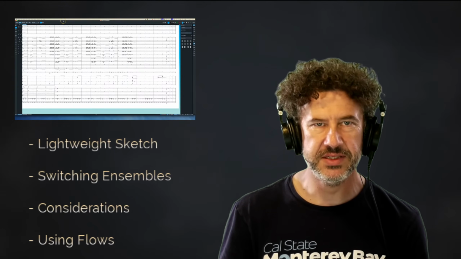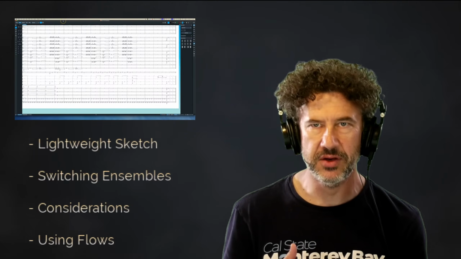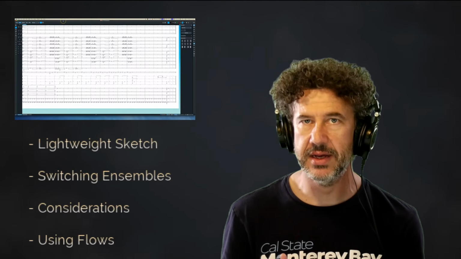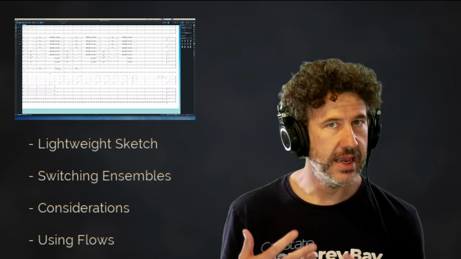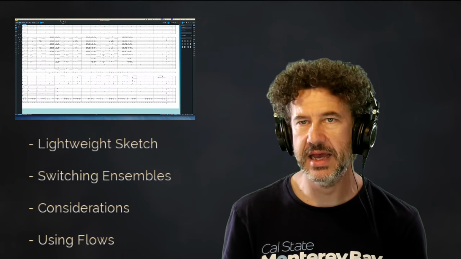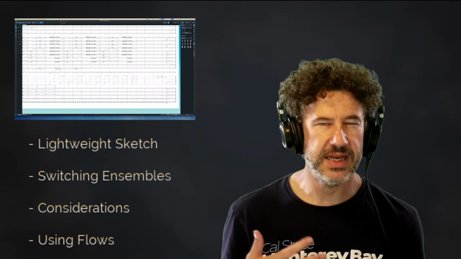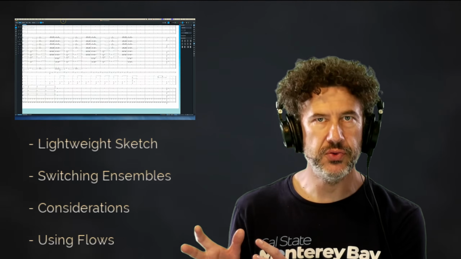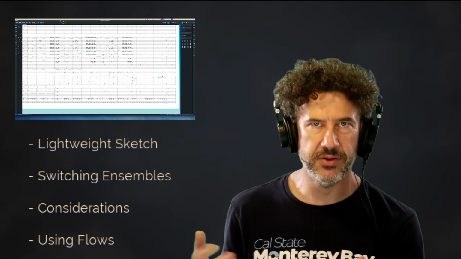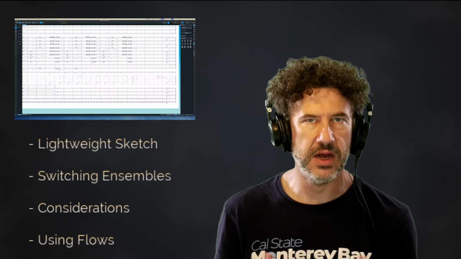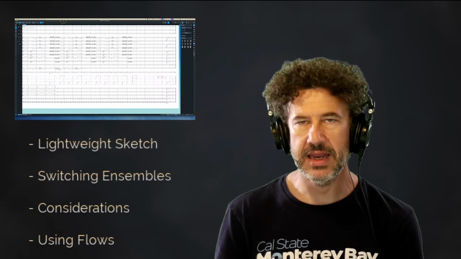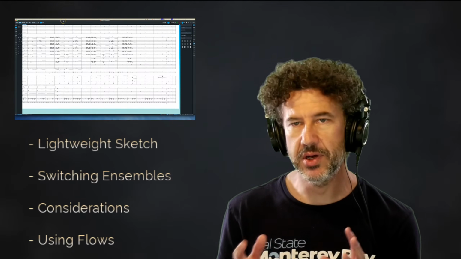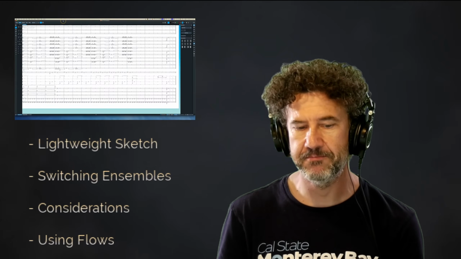I'm going to address four main topics here. First thing is a lightweight sketch. What I like to do is use Iconica Sketch and/or piano, and I'll talk a little bit about that. There's switching ensembles, and how do you do that? How do you get from something like Iconica Sketch to the full-on Berlin series, for example, or VSL, or whatever high-end libraries you're using? I do that with Playback Templates. I think Playback Templates are the best way to do that, and I'm going to go over that process.